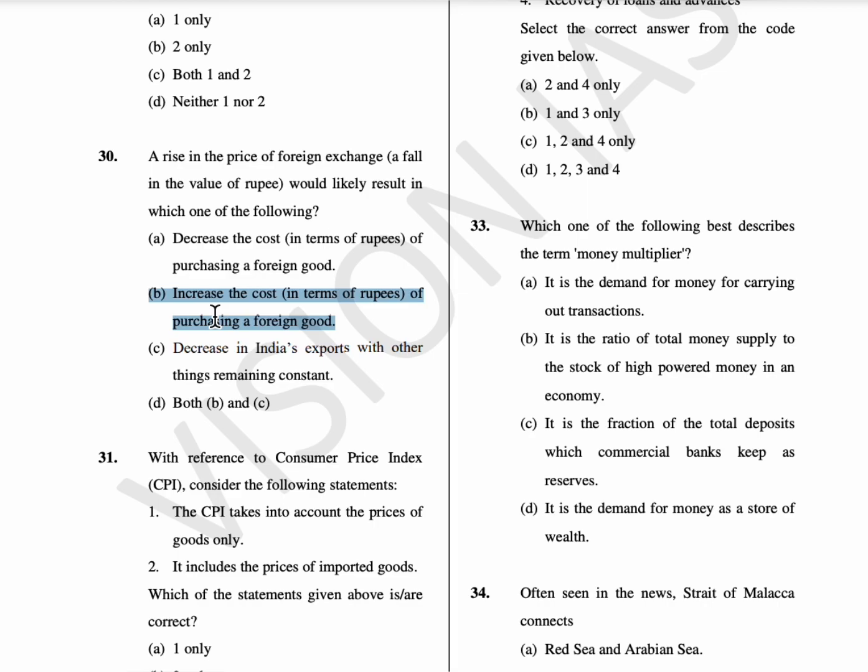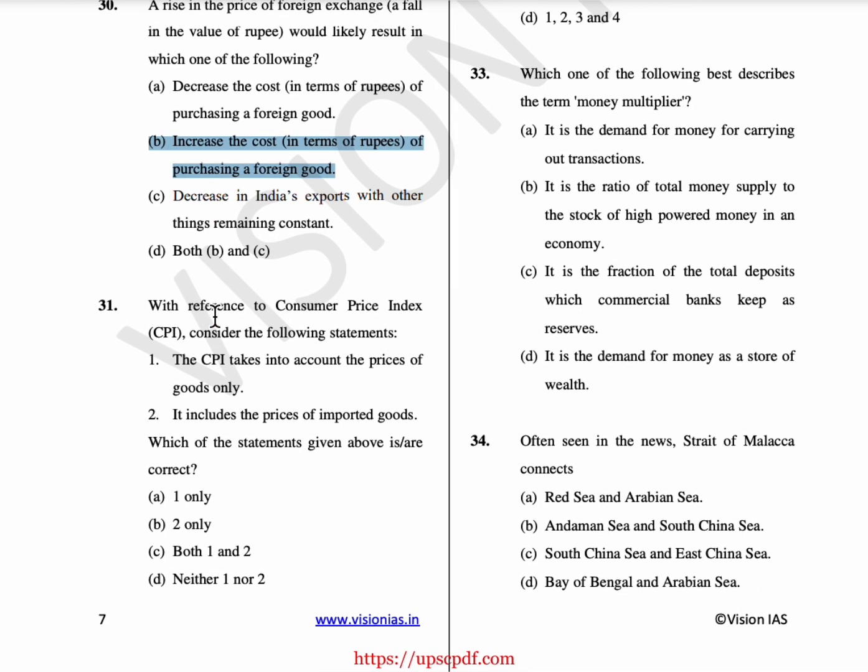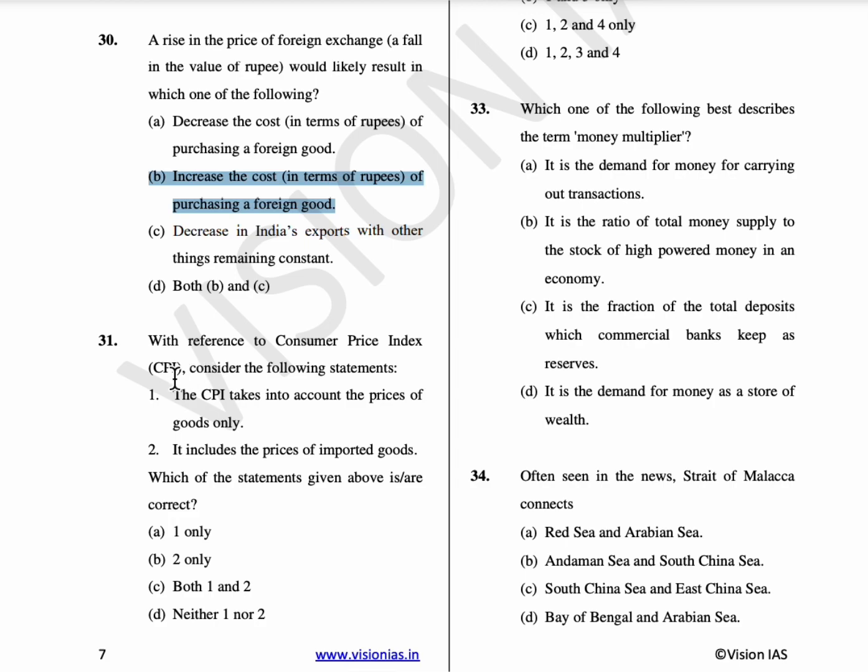So option B. 31st question, with reference to the Consumer Price Index, CPI, consider the following statements. CPI measures the change in the retail prices of goods and services. The first statement is CPI takes into account the prices of goods only. No, it takes into account the prices of goods and services also. So the first statement is wrong. The second statement is it includes the prices of imported goods. Yes. So only 2 is correct. So option B.